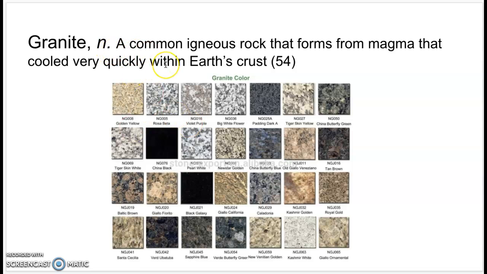Granite is a noun, and it's a common igneous rock that forms from magma that cooled very quickly within Earth's crust. Many people have granite in their kitchens or bathrooms for their countertops. Those are lots of different types and colors of granite.